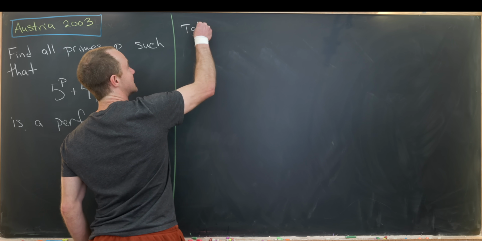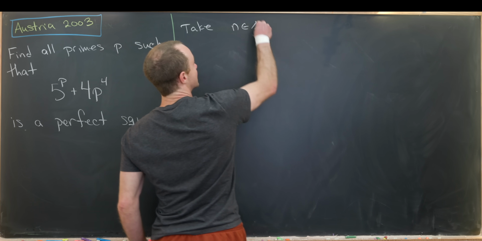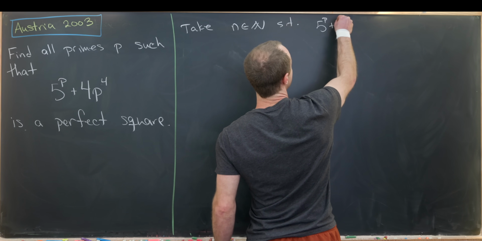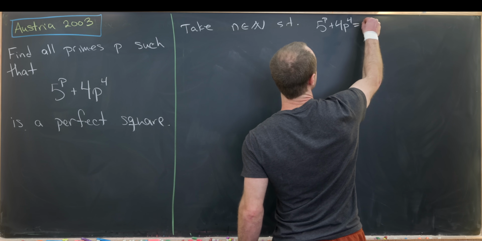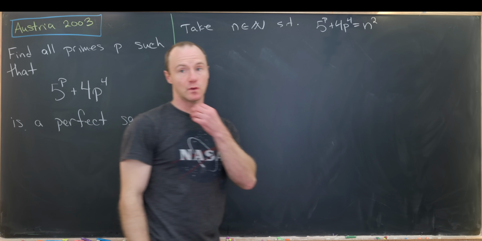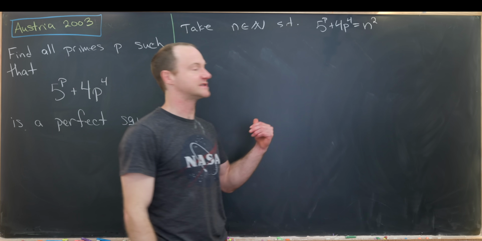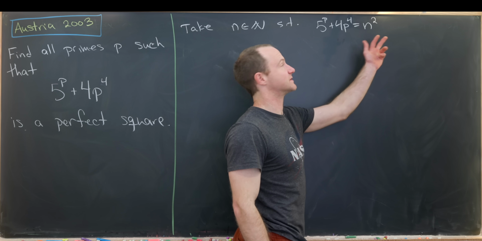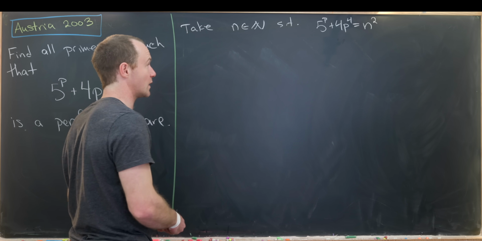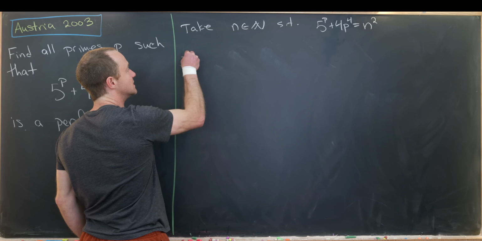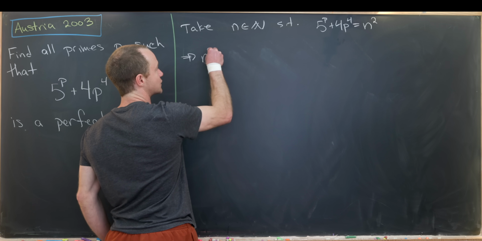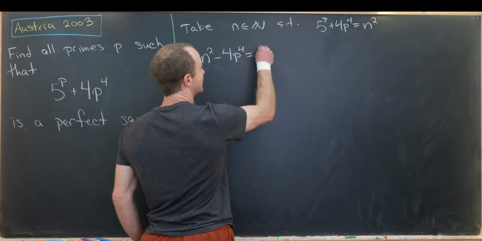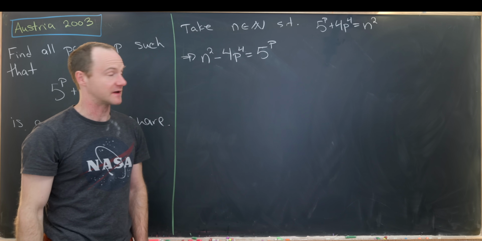Okay, so let's write that down. Let's take a natural number n such that 5^p + 4p^4 equals that natural number squared. But now let's notice that this 4p^4 is also a perfect square. So if we subtract it over, we'll have a difference of squares, which will be actually pretty helpful. So let's write that down. We have n^2 - 4p^4 is equal to 5^p, like that.